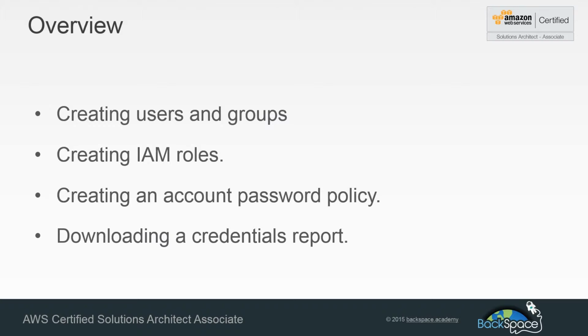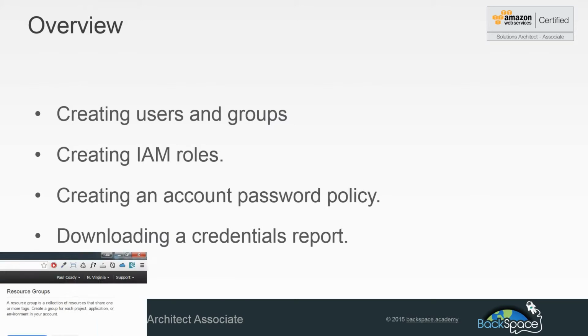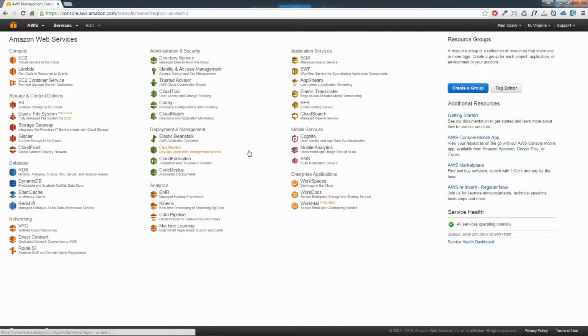We're then going to look at creating an account password policy. And finally, we're going to download a credentials report so that we can see a bird's eye view of our account and the credentials, users, roles and groups that are assigned within that account. So the first thing we do is jump into the IAM console. Under administration and security, we'll click on IAM.